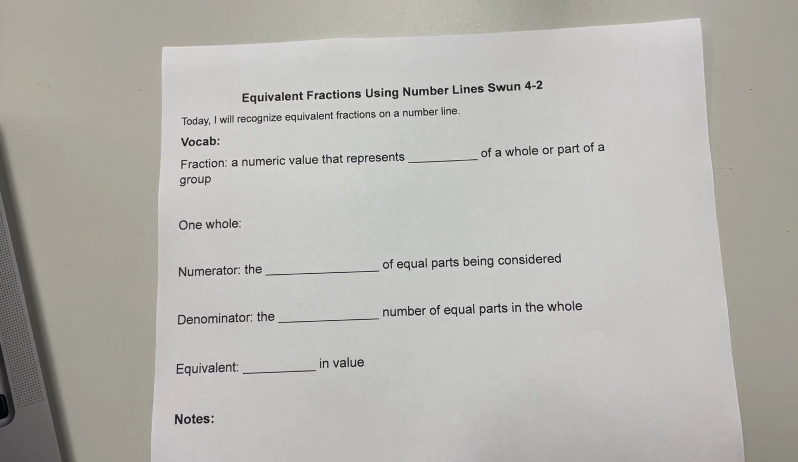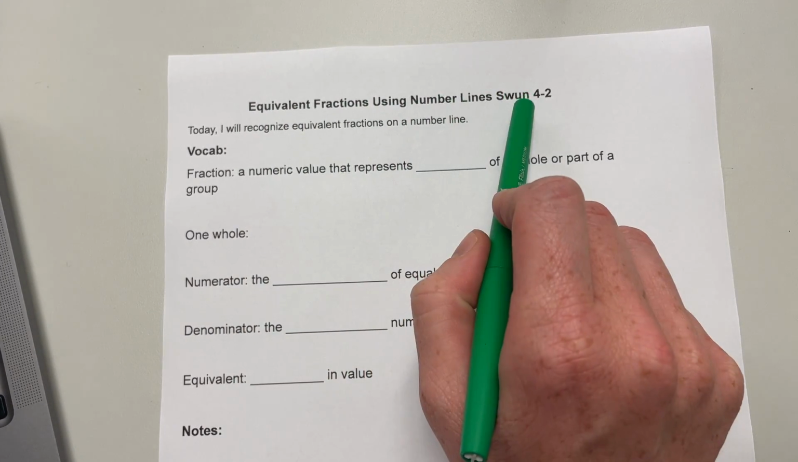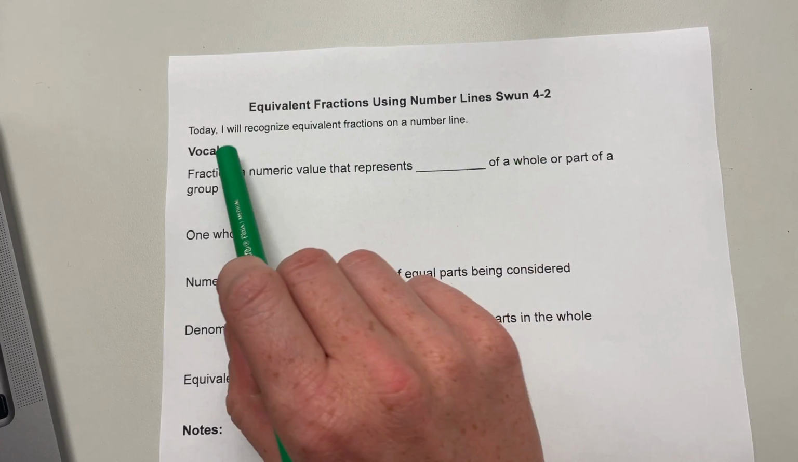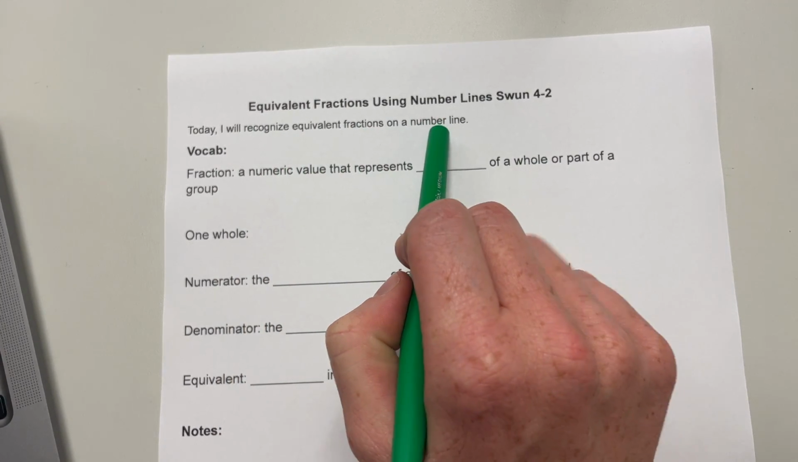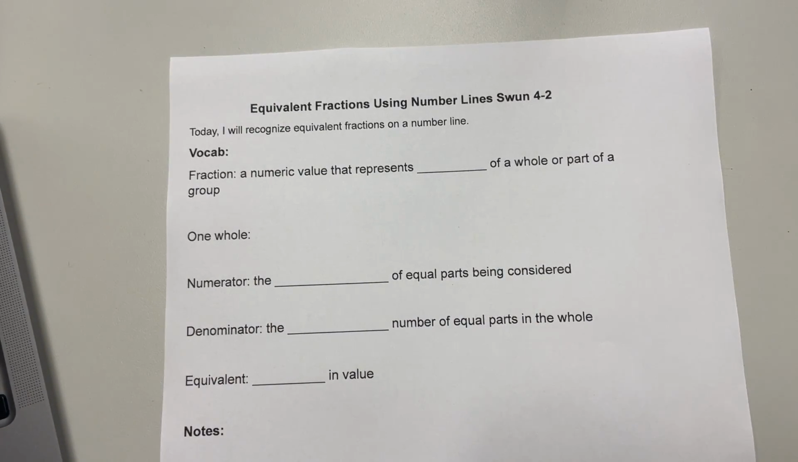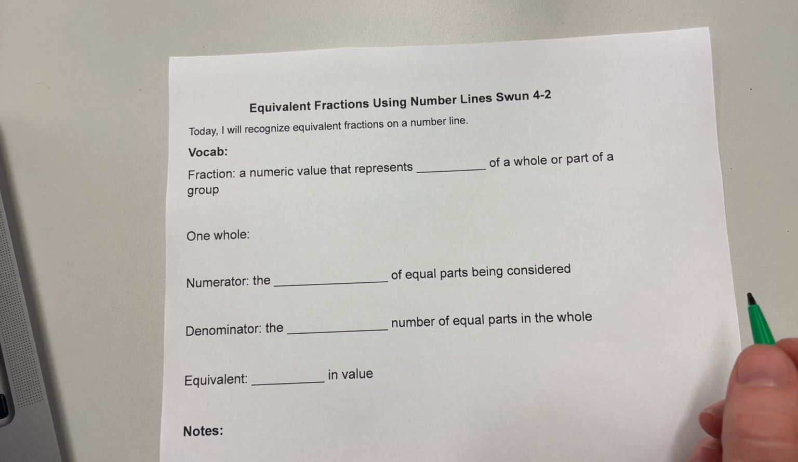Hi class, today we're doing our second lesson in Unit 4. It is equivalent fractions using number lines. So this is found in Swun 4-2. Our learning goal is today I will recognize equivalent fractions on a number line. So yesterday's lesson we used a visual diagram, that box. Today we're going to use a number line.